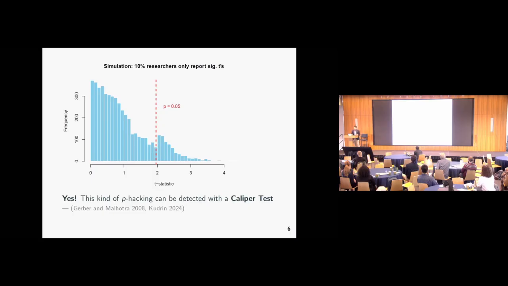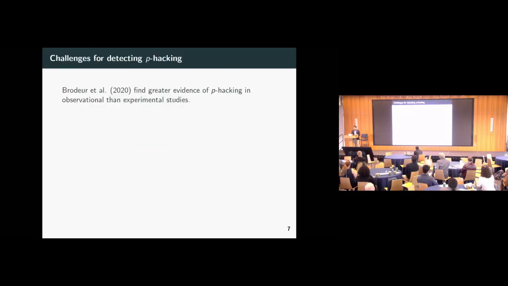This kind of p-hacking is easy to detect. And there's a well-known set of tests that will detect p-hacking that produces a histogram of t-scores like this one. So you can see that in principle, one can examine the histogram of t-scores and determine whether or not something is wrong with it.